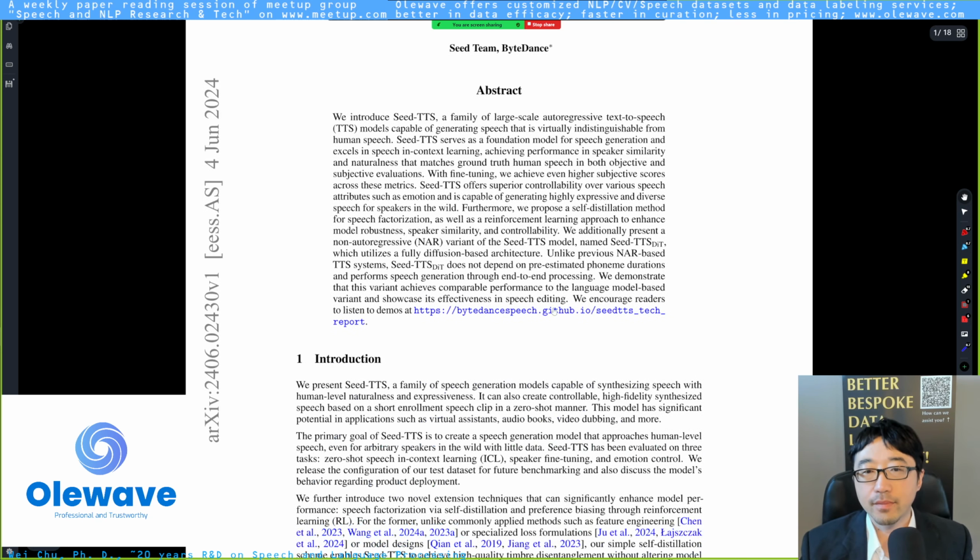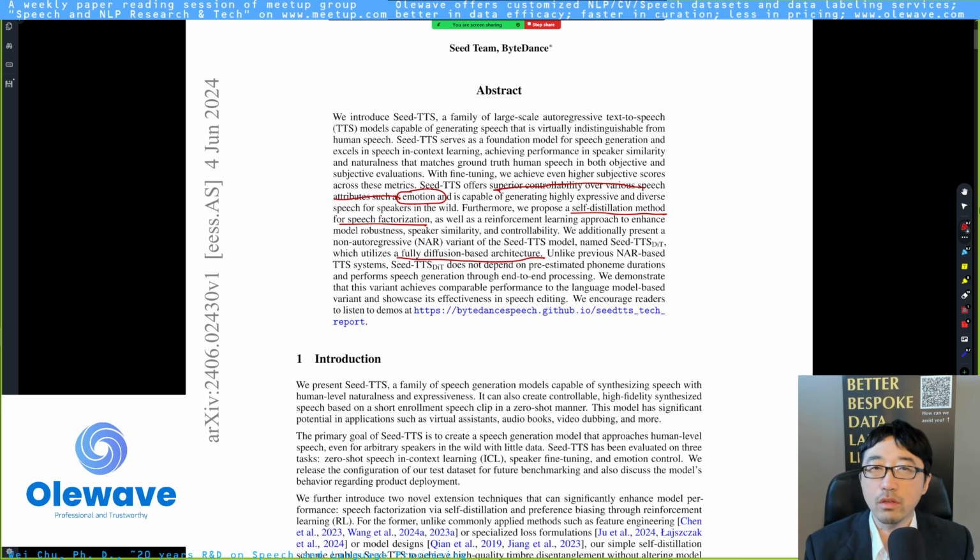First of all, they are saying that they offer superior controllability over various speech attributes such as emotion. I'm fairly excited about their work on emotional TTS. And also, they propose a self-distillation method. This is also new for speech factorization. And also, they present a non-autoregressive variant of TTS called Seed-TTS DiT. They utilize a full diffusion-based architecture.